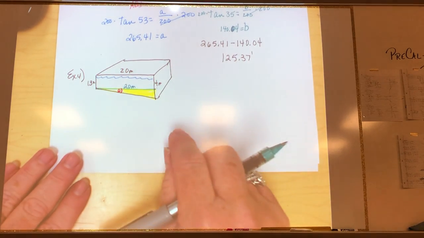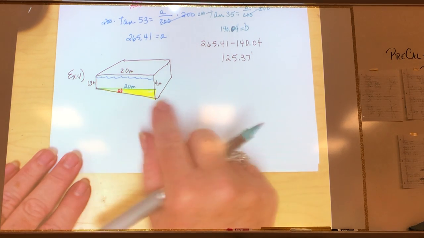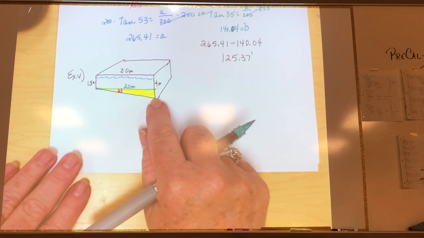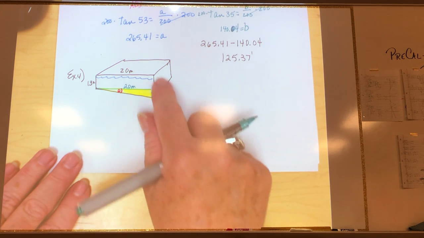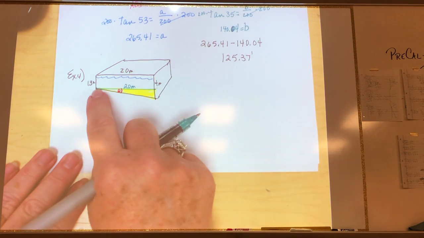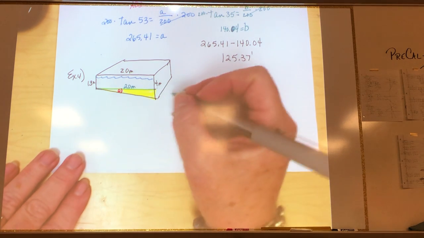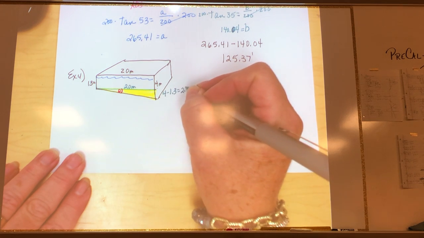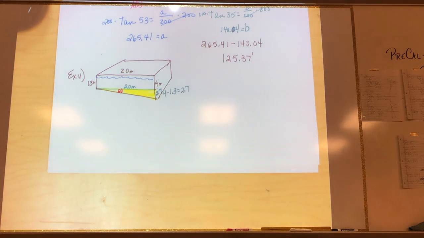Now, do you know this side down here? We don't know it, but we can find it, right? How are you going to find this little piece right here? The whole thing, 4, minus the shallow part, 1.3. So 4 minus 1.3 is 2.7. So this little piece right here is 2.7.